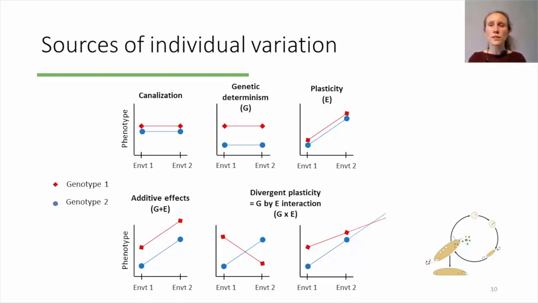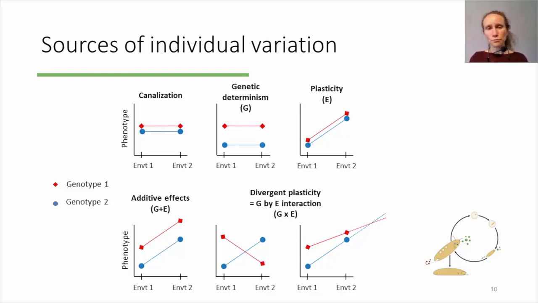Then there is what's called gene by environment interaction. And that's what we have on the right, the bottom right. In that case, different genotypes here in blue and red won't have the same response to the environment. So it could be a reverse response, as in the center, where the phenotype of the blue genotypes will increase in environment 2 compared to 1, whereas it will be the reverse for the other genotype.